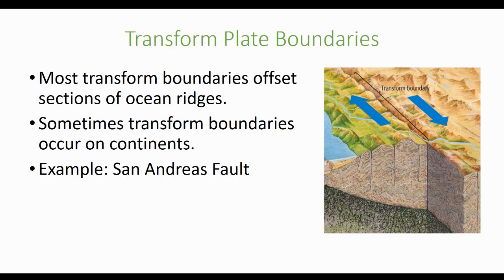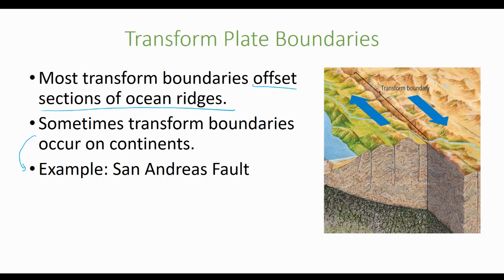Our last boundary is the transform boundaries. These are going to be offset by sections of ocean ridges, and sometimes these are going to form on continents. So that example would be the San Andreas Fault. With the San Andreas Fault, it's pretty interesting because we have Los Angeles, which is located on the Pacific plate, on the west side of the fault. And then we have San Francisco on the North American plate, which is on the east side of the fault.